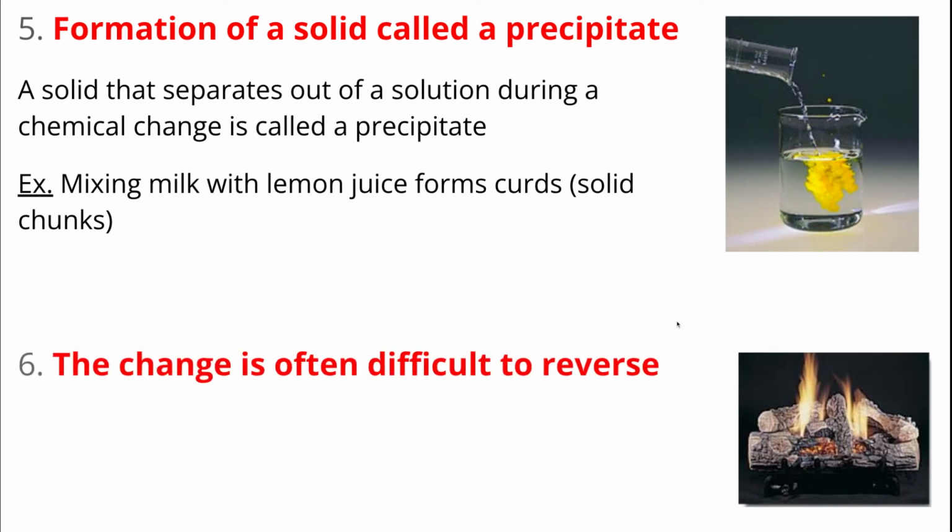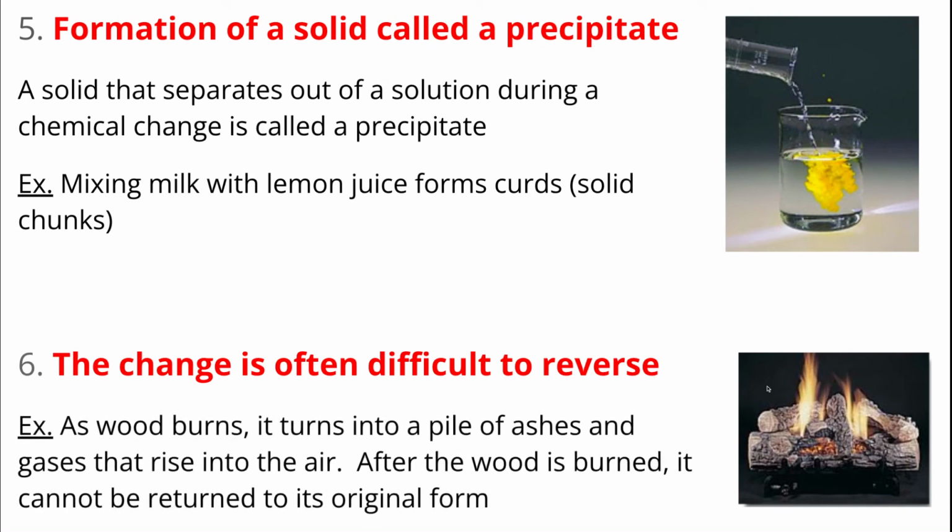The last piece of evidence that tells us that a chemical change has occurred is that the change is often difficult to reverse. So, looking at our example here, as wood burns, it turns into a pile of ashes and gases will rise into the air. After the wood's burned, it can't be turned back into its original form. It stays ashes. We can't put it back into logs that we can then reburn again.